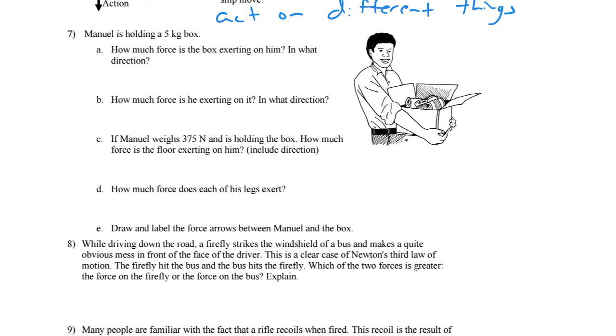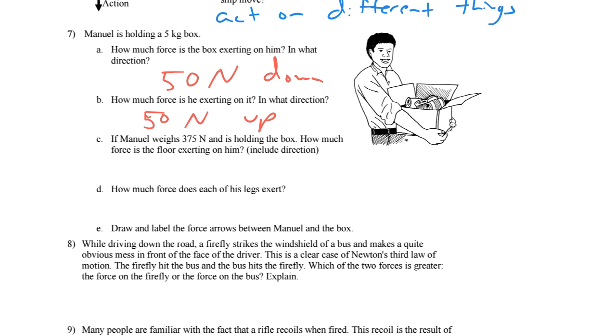All right. Manuel's holding a 5-kilogram box. How much force is the box exerting on him? Well, we can just use mass times acceleration. Acceleration due to gravity is about 10, so we'll say it's 50 newtons down. How much force is he exerting on it? Well, 50 newtons up to keep it at equilibrium.